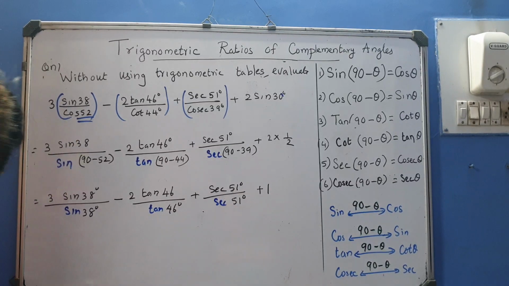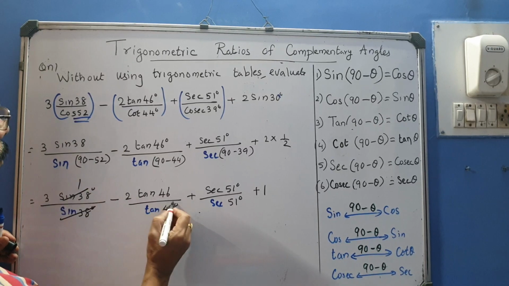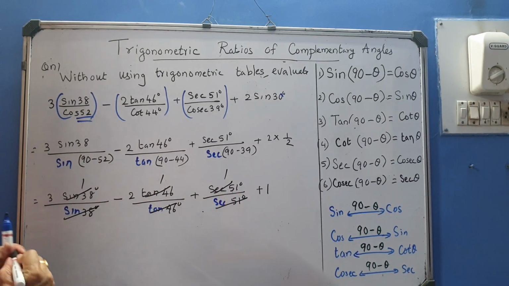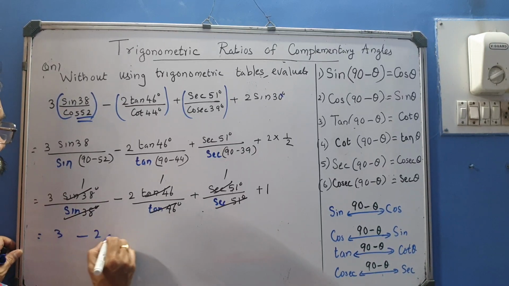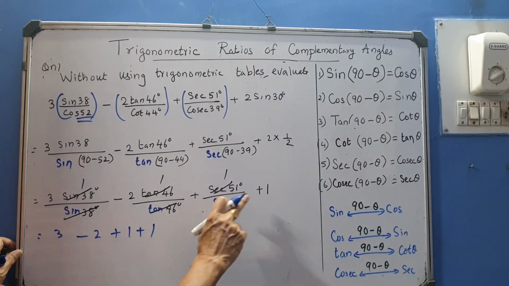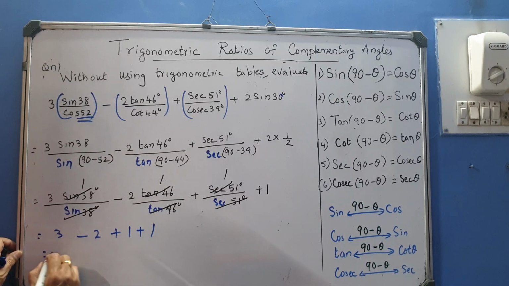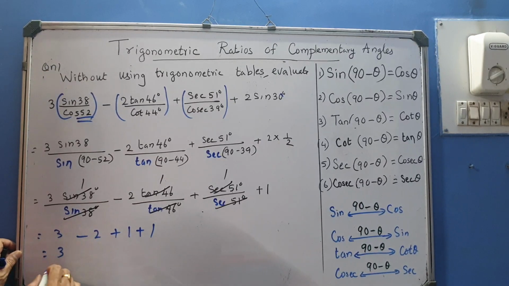So now this can be cancelled, giving you 1. So the answer becomes 3 into 1, 3 minus 2 plus 1 plus 1. That gives you 3, because 1 plus 1 is 2, which cancels with the minus 2. So the answer is 3.